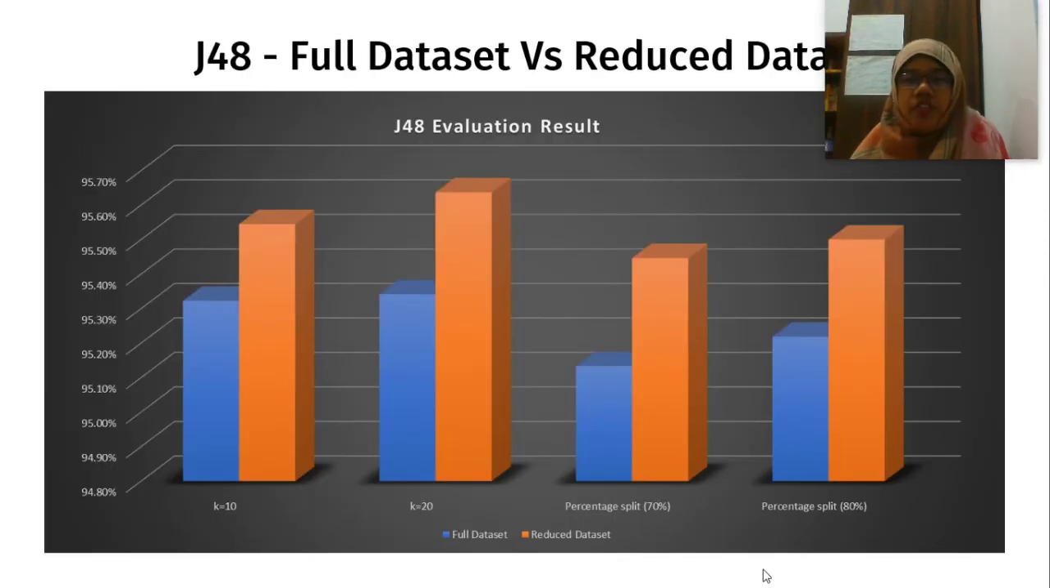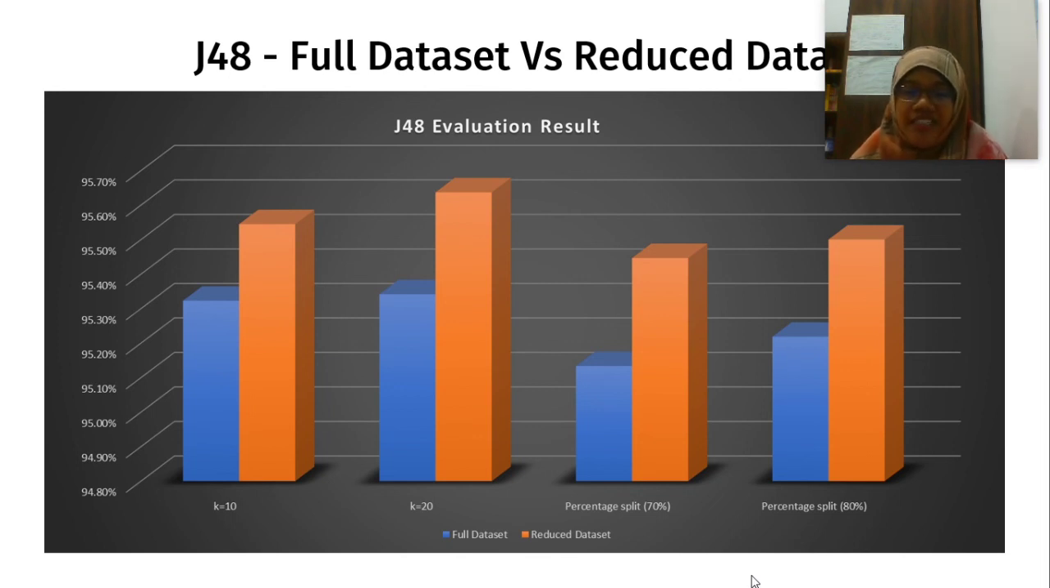This is the comparison graph of J48 for the full dataset versus the reduced dataset. Alright, the orange bar is the reduced dataset, while the blue bar is for the full dataset. Okay, now I'm going to explain the output result from this graph. First, the difference for cross-validation with 20 folds using the dataset before being reduced is 0.2954%. Next, for percentage split of 70%, the difference from the dataset before reduction is 0.313%. Then, for percentage split of 80%, the difference from the dataset before reduction is 0.2817%.